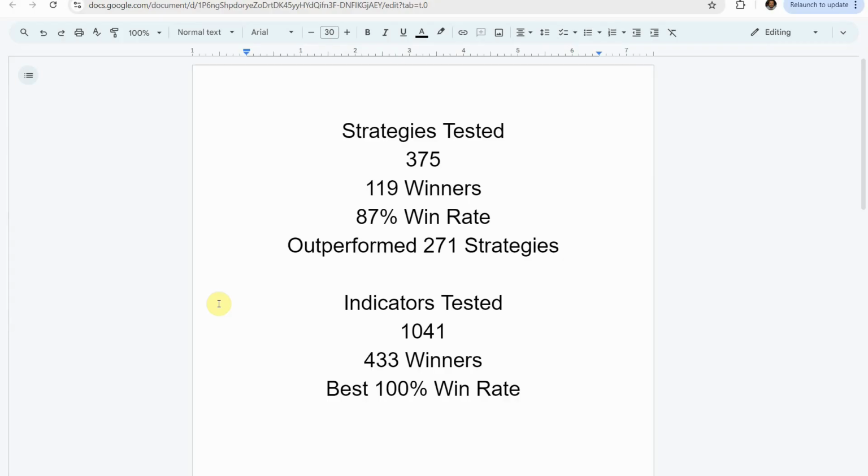Alright, as I said, today we will be testing an advanced momentum indicator. Before we do though, I wanted to put the testing scoreboard up for everyone to see. So to date, we have tested a total of 375 different strategies, with 119 of them being winners. The best one so far was able to achieve an 87% win rate. That was achieved using the Academy of Forex indicator. And so far, since we've been keeping track, it has outperformed 271 of the other strategies that we have put it up against, every single one so far. We've also tested a total of 1,041 indicators, with 433 of them being winners.